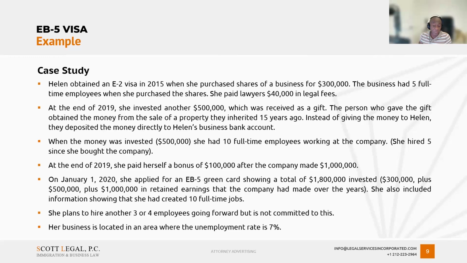So we've said already the $300,000 doesn't count, the $500,000 likely doesn't count, and the $1 million in retained earnings doesn't count. So for the purposes of this example, she really has not invested anything for EB-5.